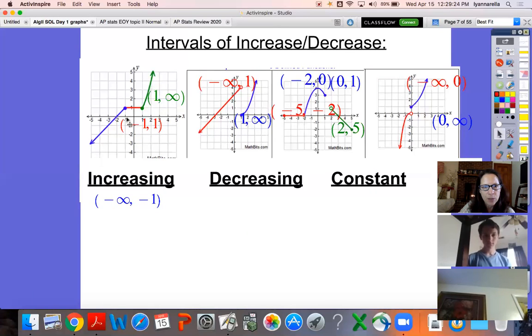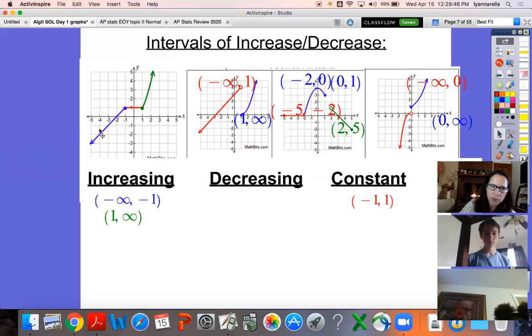Then the red piece goes from an x value of -1 to +1. And that's just flat, it's horizontal. So we call that constant. You don't increase, you don't decrease. It doesn't rise, it doesn't fall. And then the green piece from 1 to infinity, again, is rising. So I would call that increasing. So those were the 3 intervals for this first graph.